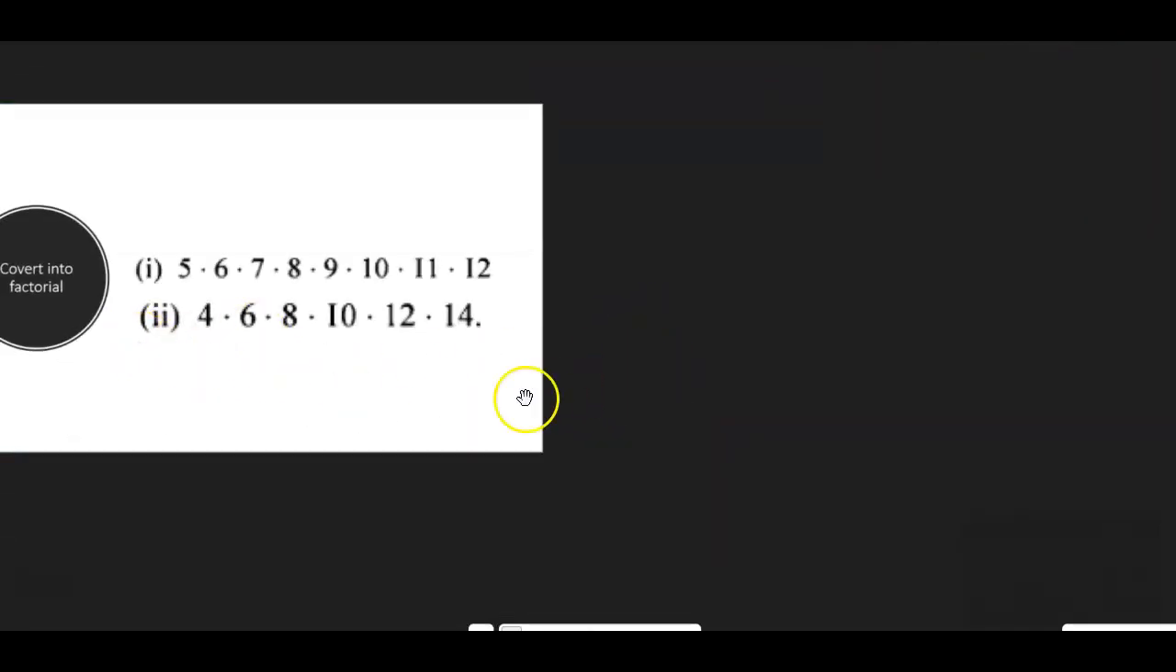They have asked to express this one in factorial. How can we do it? It is starting with 5, 6, 7, 8, 9, 10. So if you say that it is a product of 12 natural numbers starting from 1, it is not true. Why? Because 1, 2, 3, 4 are not there.